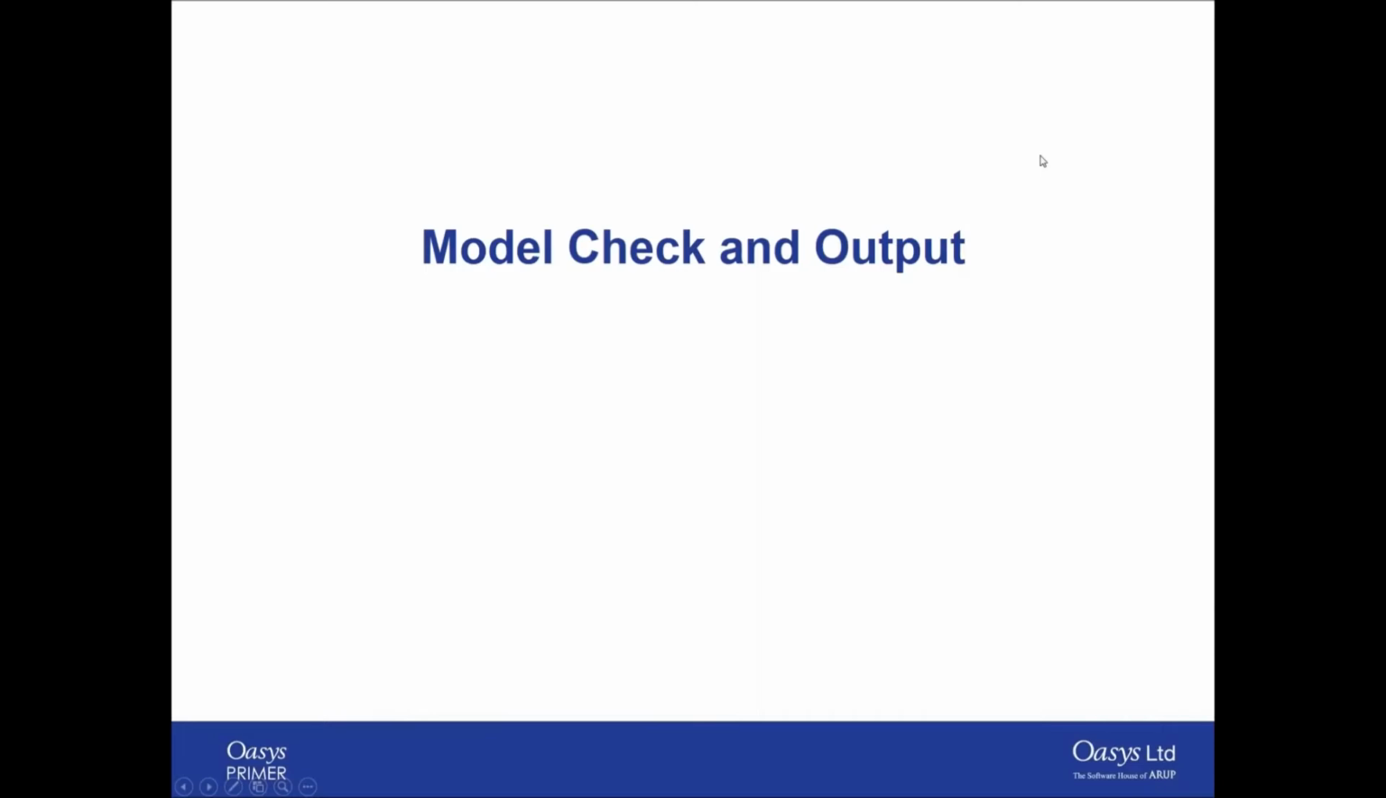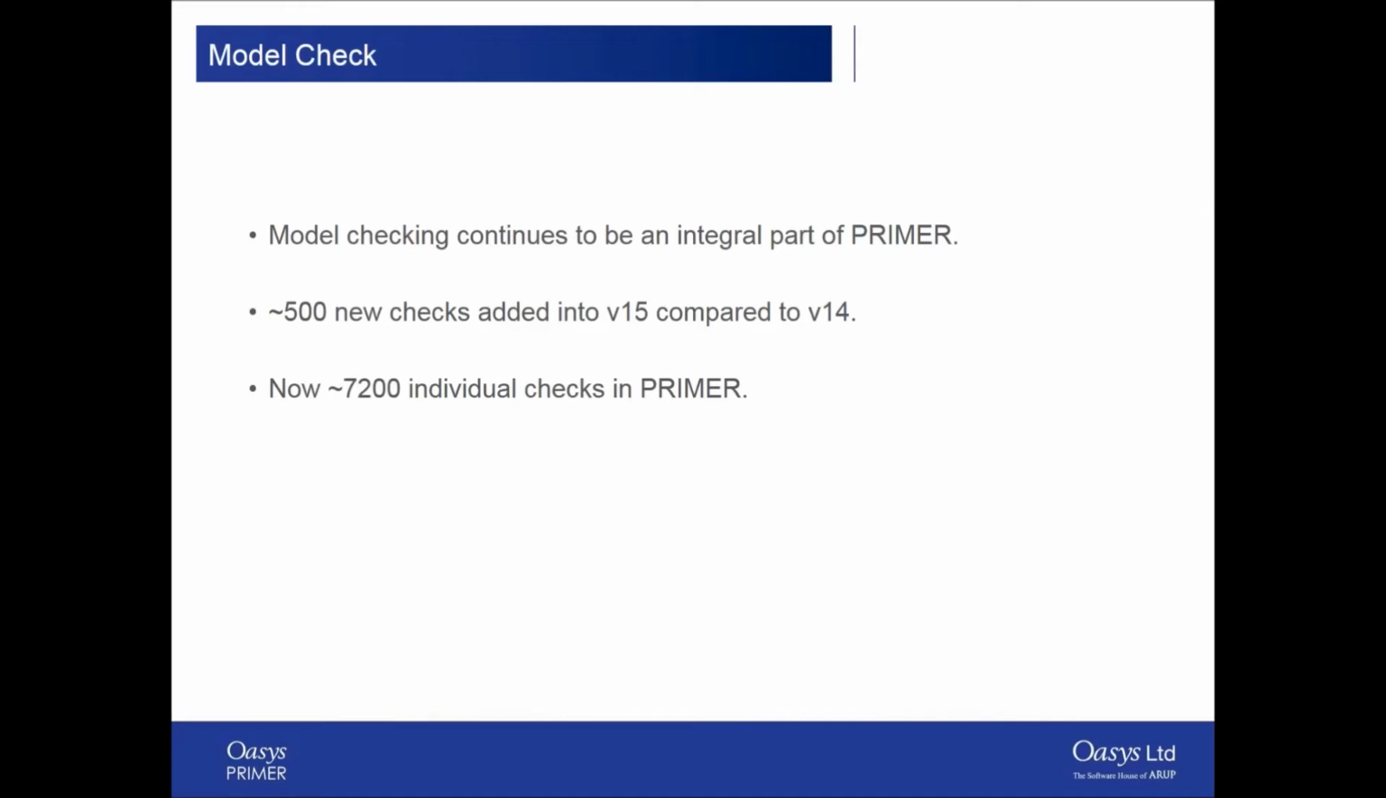So moving on to model check and output. Model checking continues to be an integral part of Primer. There's around 500 new checks being added into version 15 compared to version 14. And so there's now around 7,200 individual checks in Primer.